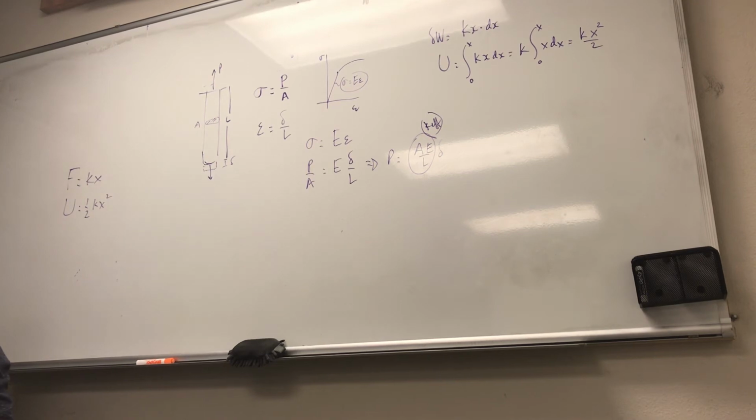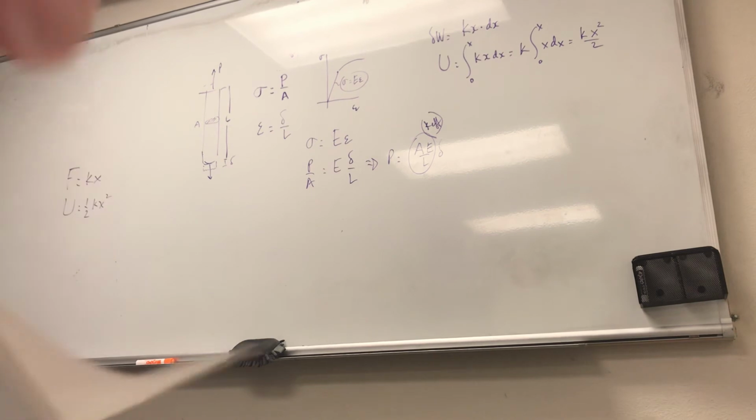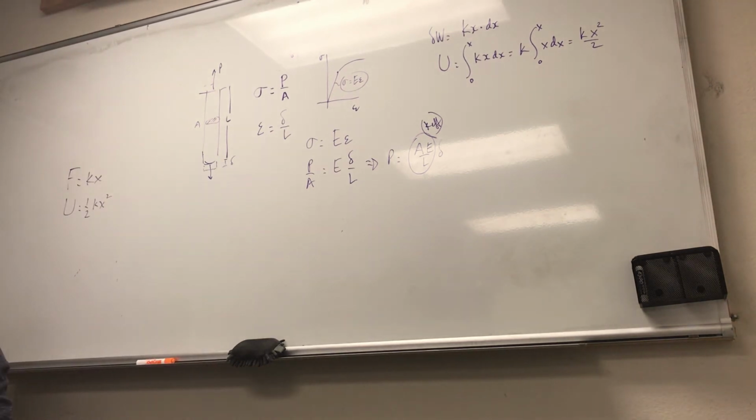Spring constant of a rod, right? That's almost the same thing as I did back there, maybe. It says find the equivalent spring constant of a uniform rod of length L, cross-sectional area A, and Young's modulus E, subjected to a tensile load or compressive force F, okay?